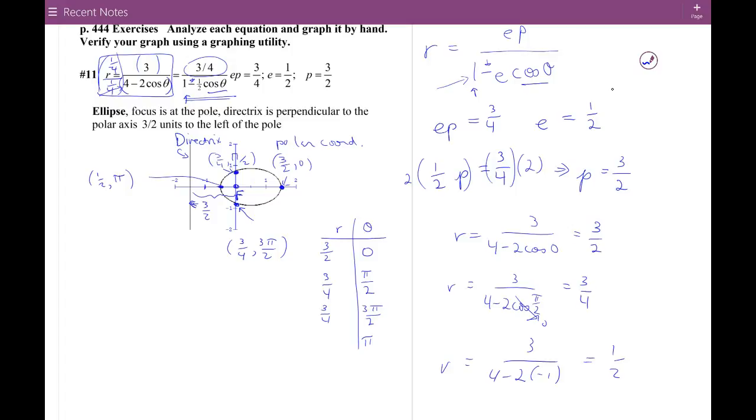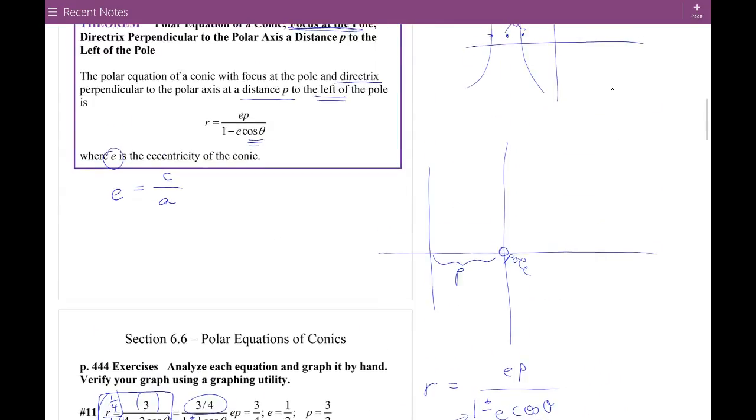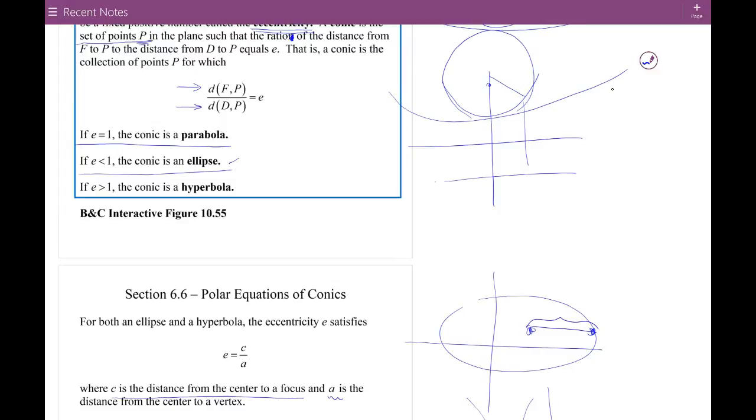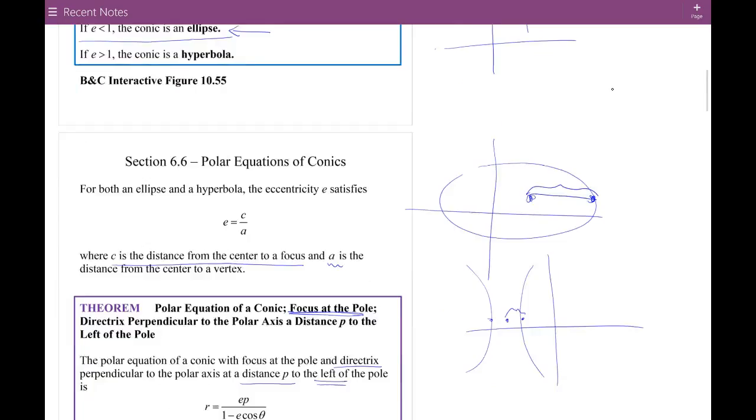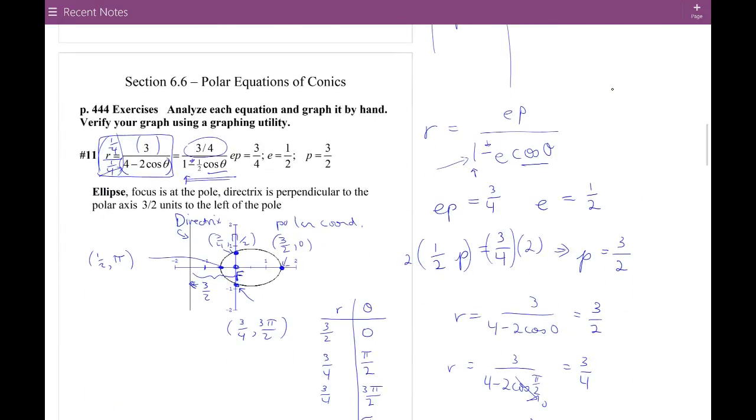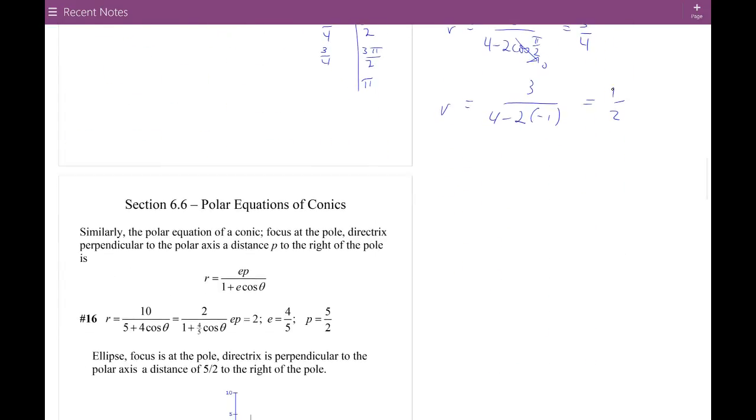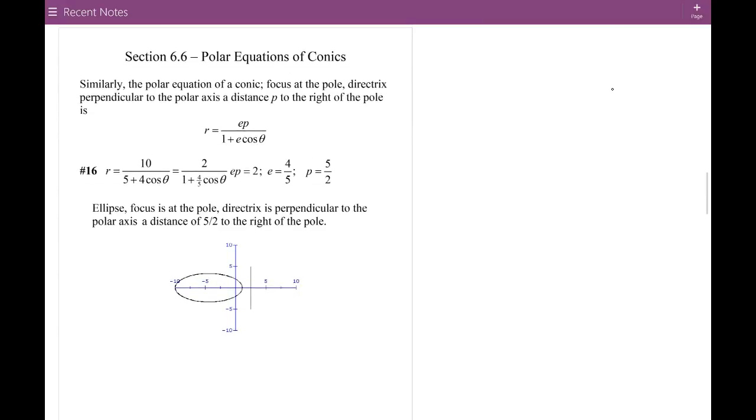So then you can draw the shape and we can tell it's an ellipse. Let's go back here. It was an ellipse because the eccentricity is smaller than 1. So when the eccentricity is 1/2, which is smaller than 1, then we know it's an ellipse. And then you can verify your graph using a graphing utility.